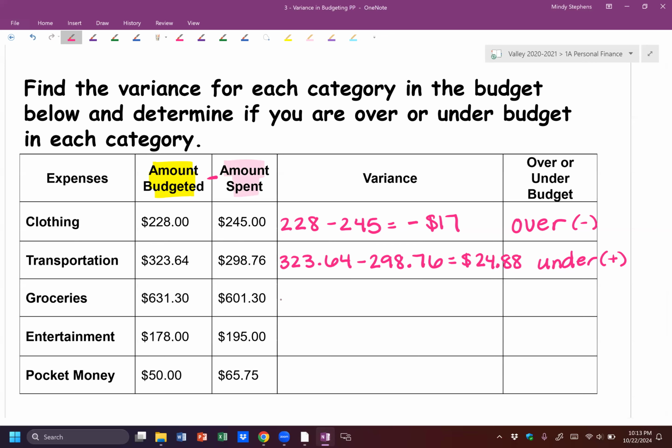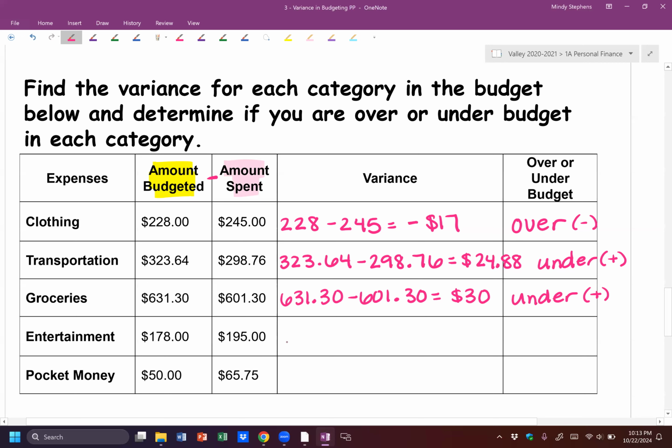Let's do the next one. 631.30 minus 601.30. This gives me a positive $30. So again, we are under budget. Because it is positive, that means we're under budget. We have money left over.